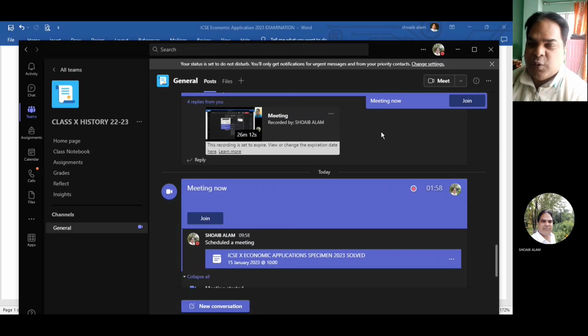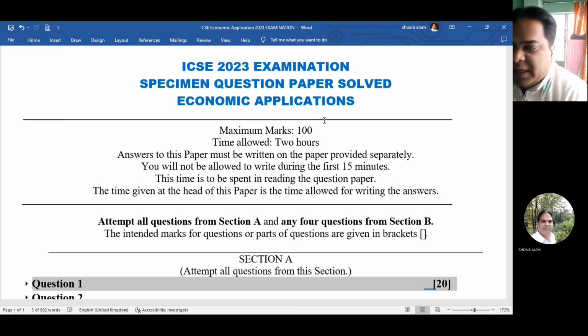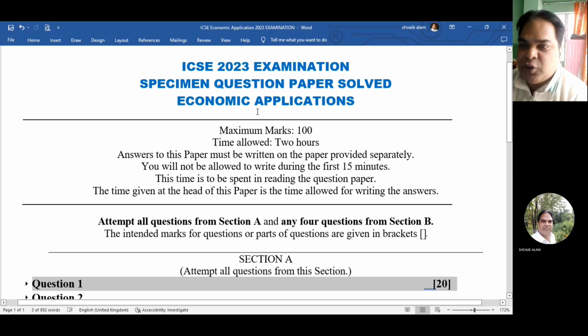So today we are going to look into the ICSE Class 10 Economic Applications Specimen Paper for 2023. Okay, so let's start with it. Here I have with me the ICSE 2023 Examination Specimen Question Paper released by CISCE. I have already solved it, so today we'll be doing Section A, question number 1 and question number 2.